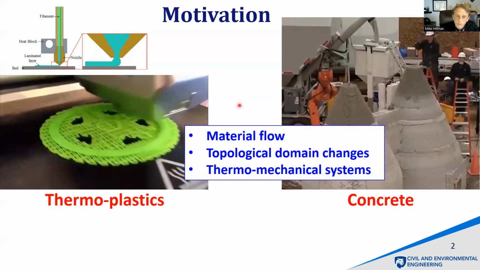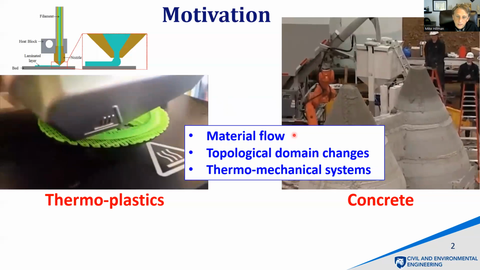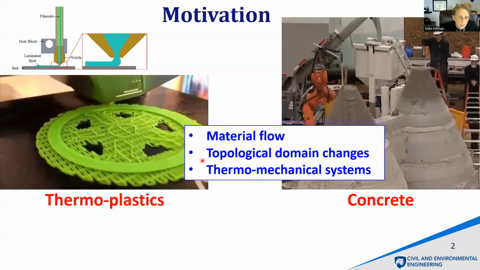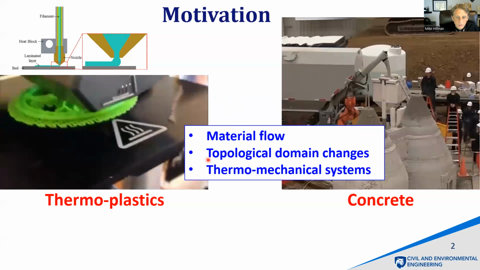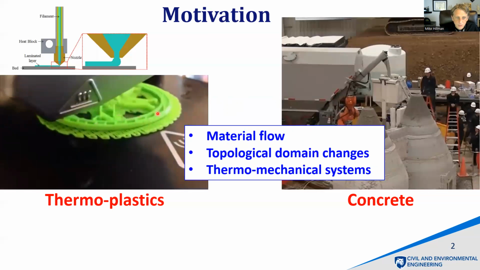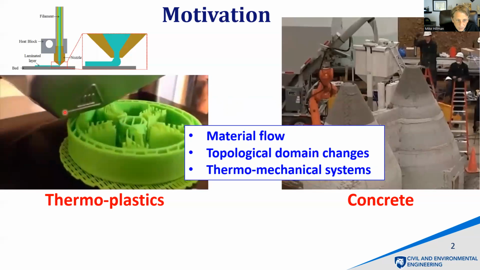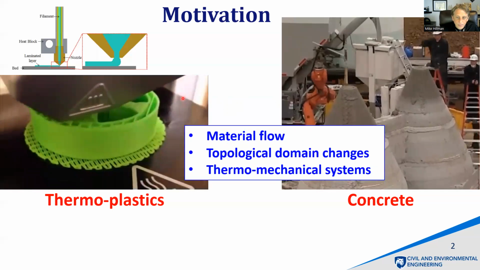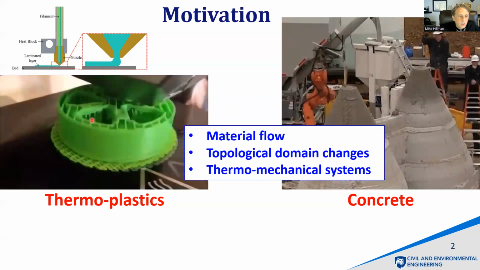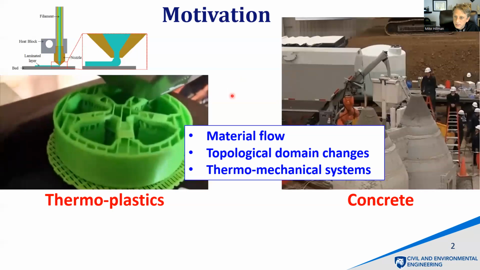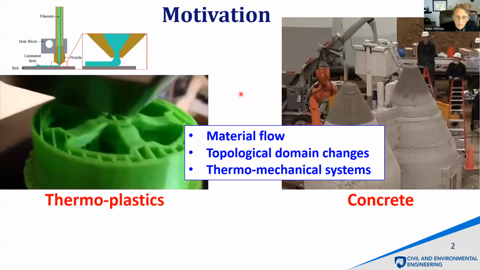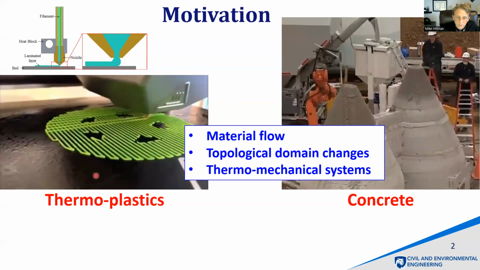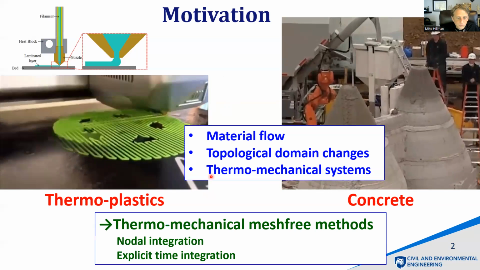Okay, so what do we have to deal with? Material flow, obviously. A big challenge for traditional methods would be topological domain changes. These parts are being built up, so the domain is actually changing over time. And often in these types of technologies, we'll have to deal with thermo-mechanical systems, particularly for thermoplastics, but also concrete.